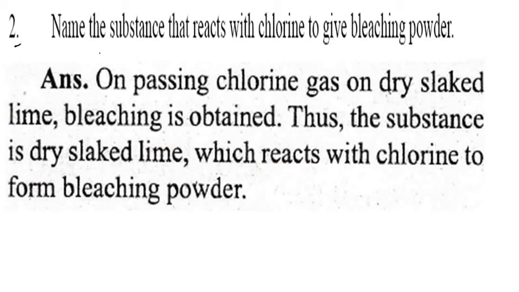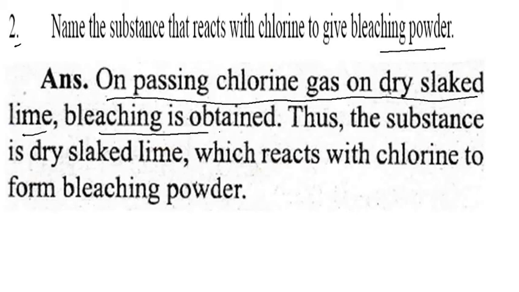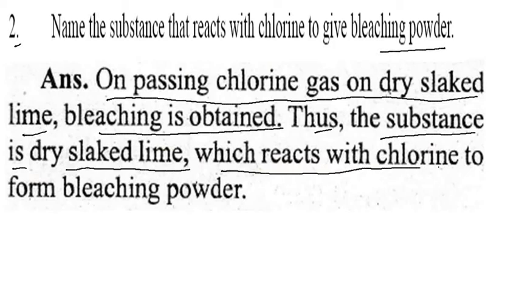Now come to the next question: name the substance that reacts with chlorine to give bleaching powder. That is calcium hydroxide, so it is the slaked lime. On passing chlorine gas over dry slaked lime, bleaching powder is obtained. Thus the substance is dry slaked lime, Ca(OH)2, which reacts with chlorine to form bleaching powder.